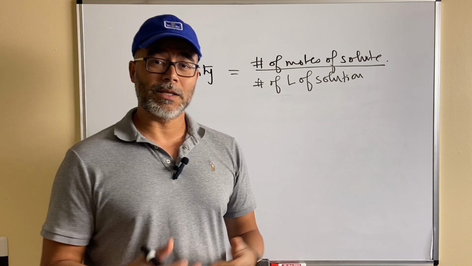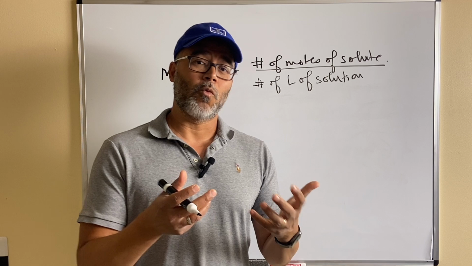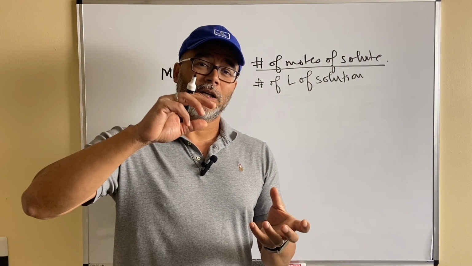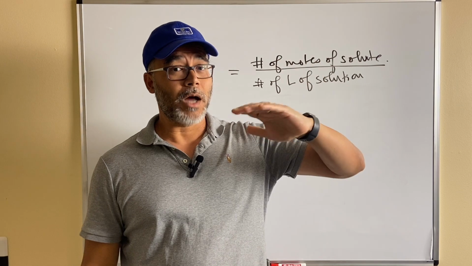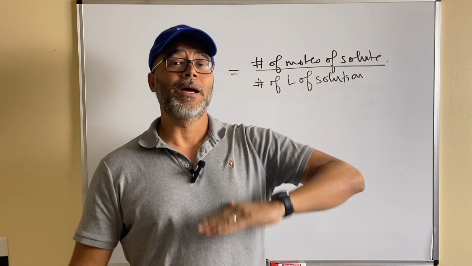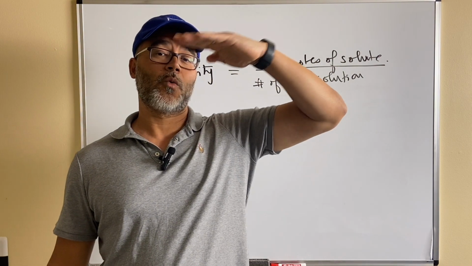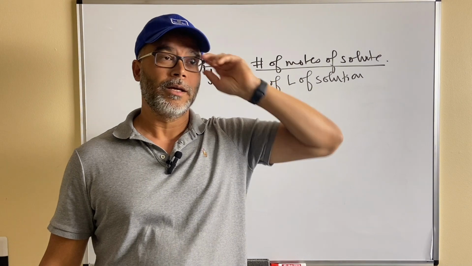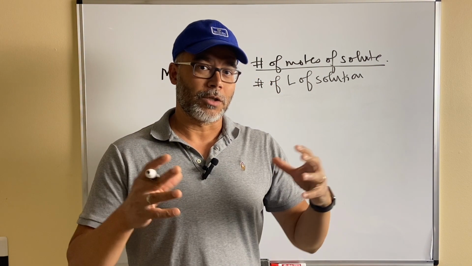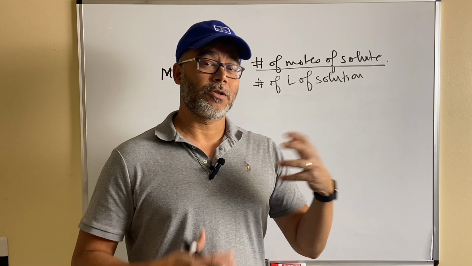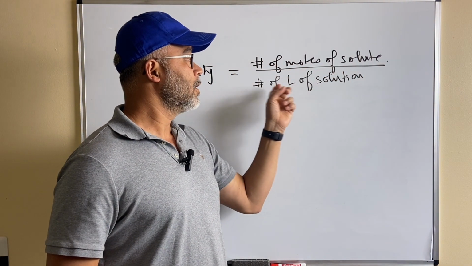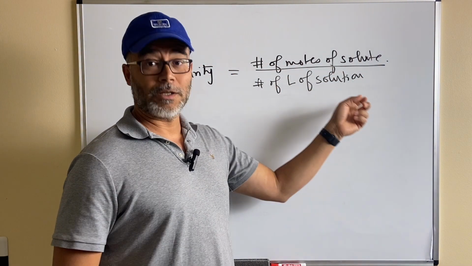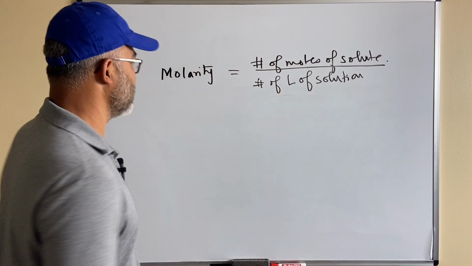So what that means is, let's say you're taking sugar and water, you add the sugar, and let's say you're trying to get to 1 liter, you add the sugar, then you add water, stir it up, and then you top it up to the 1 liter mark. Okay, then you have 1 liter of solution. So it's the solution, meaning you're looking at solute plus solvent. Okay, so number of moles of solute over number of liters of solution. Okay, so that is molarity.